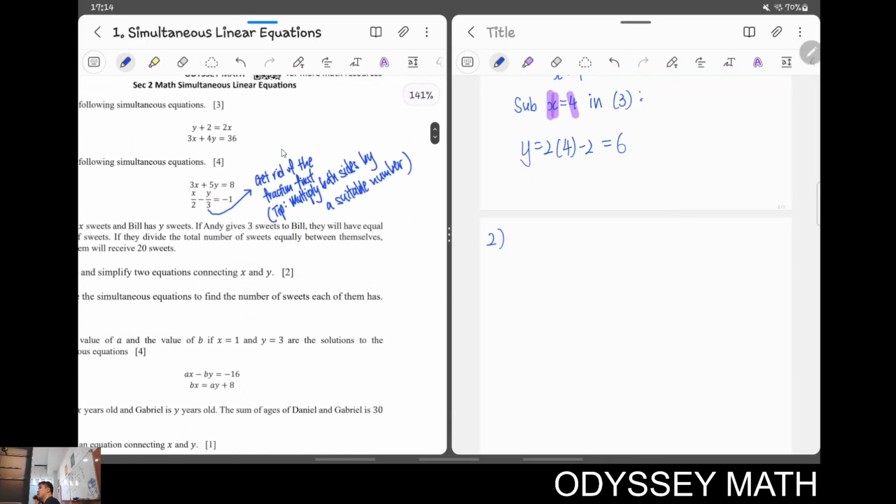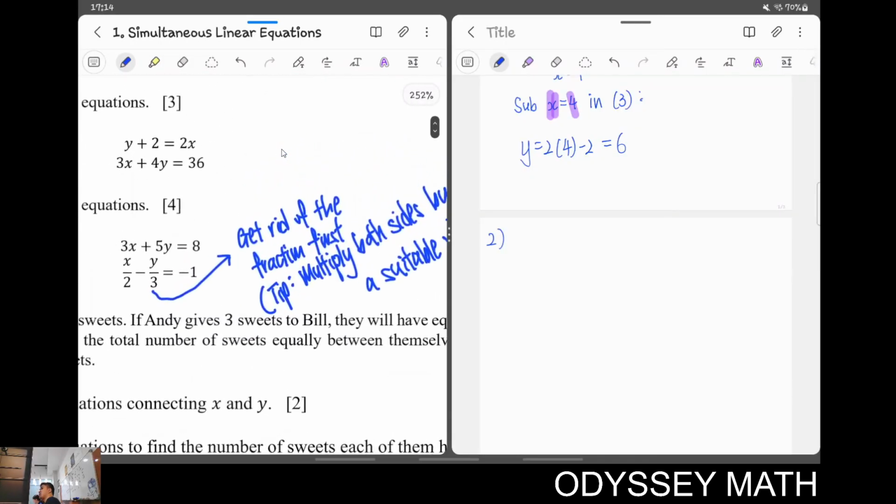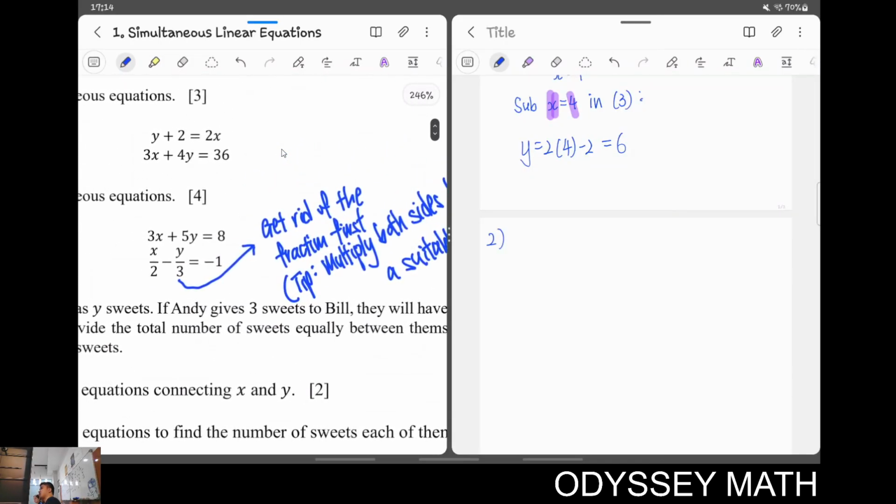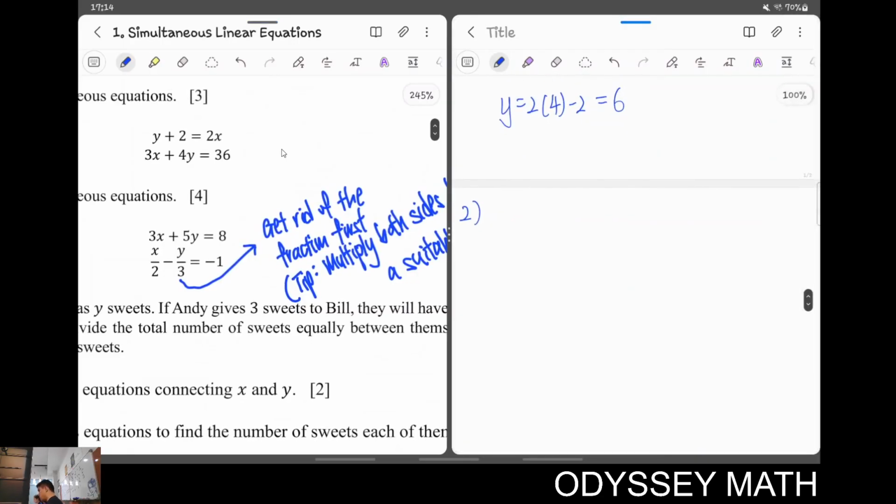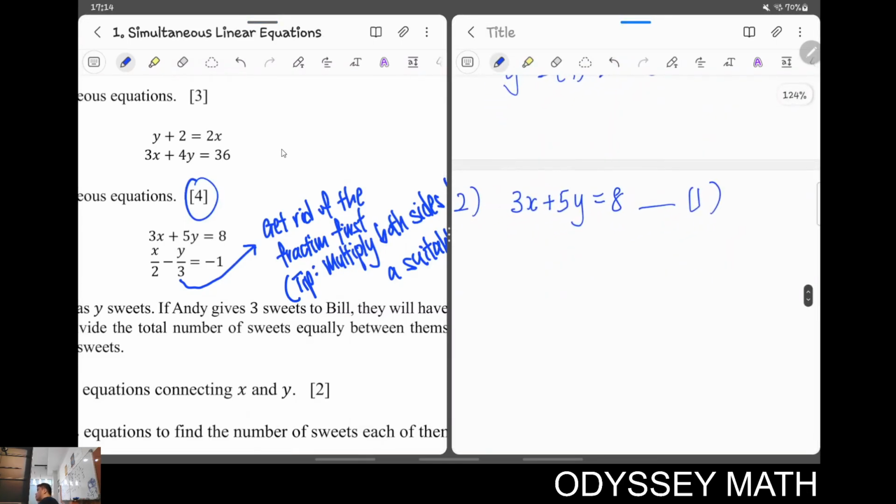So now let's focus on how to solve this simultaneous equation over here. If the equation is very nice, like there isn't any fraction, so 3x + 5y = 8, you can see that all the numbers here are very nice. Then you call it equation 1. There's a reason why this question is 4 marks. So listen to me carefully. This equation is very nice, there are no fractions, so we call it equation 1.